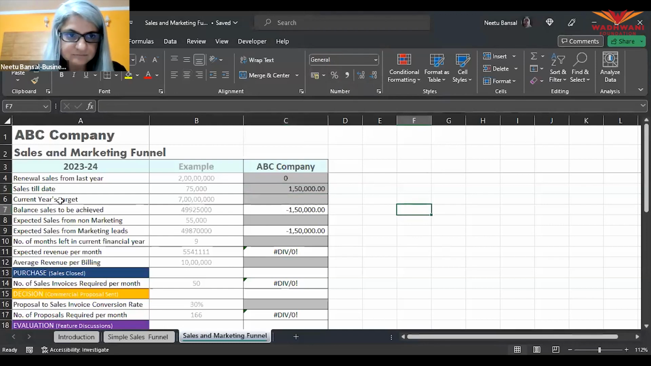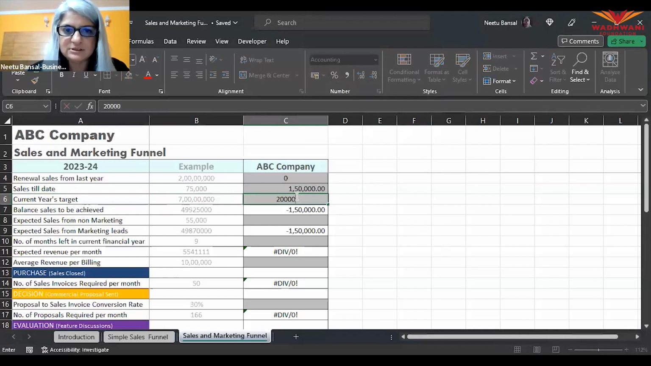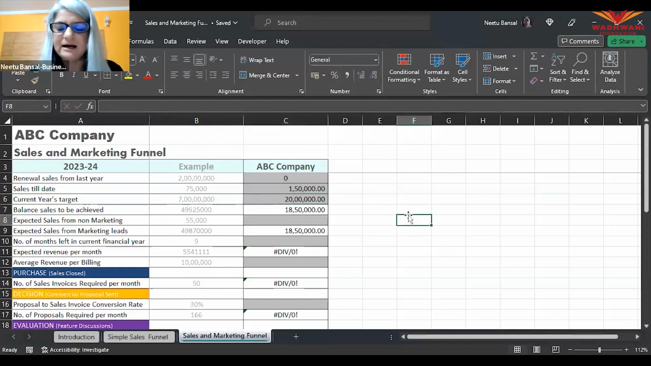You can leave that. Now, let's say that I have already achieved 1,50,000 rupees since we're doing it in India, till date. But my target for the entire year is about, let's say, 20 lakhs. I want to earn 20 lakhs this year. Okay, so you can see that the balance sales that has to be achieved is 18,50,000.